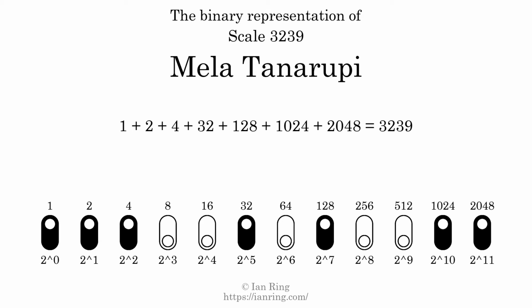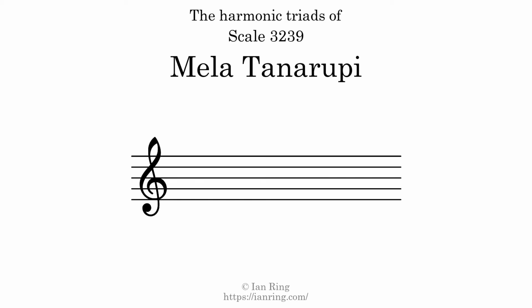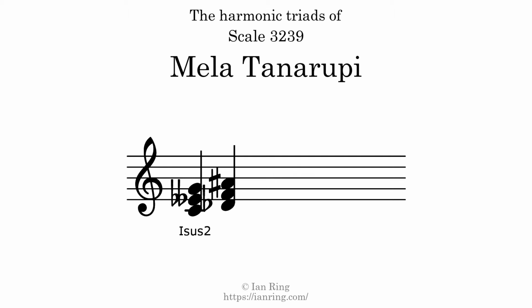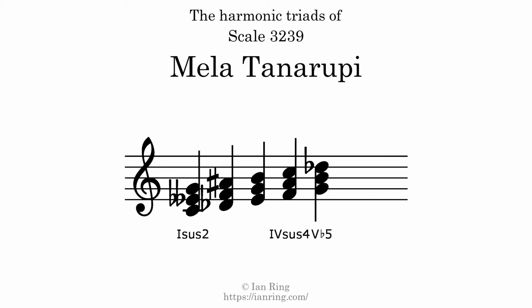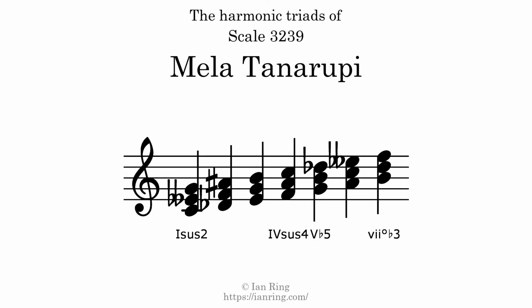3239. The scale number not only enumerates the scale with a unique index, but it also literally describes the tonal content of the scale. Represented as a binary number in base 2, the scale number is 110010100111. Here are the harmonic triads present in this scale. sus2, unnamed, unnamed, sus4, major flat 5, unnamed, diminished flat 3.